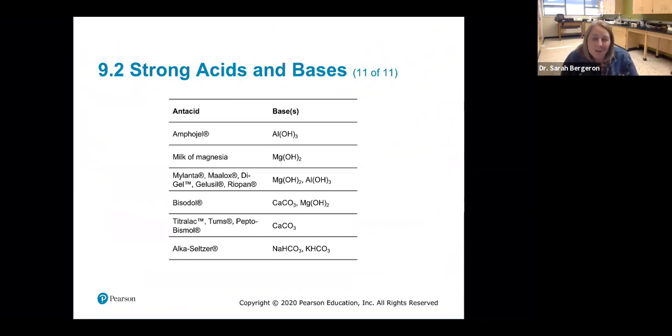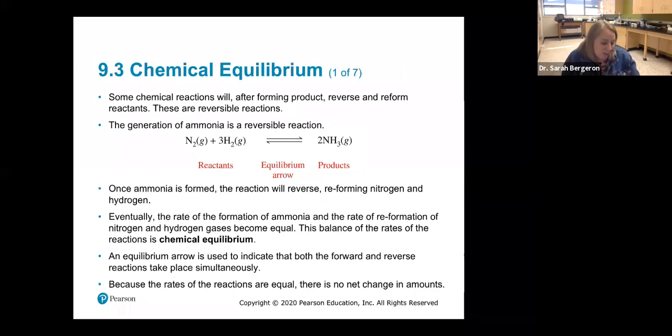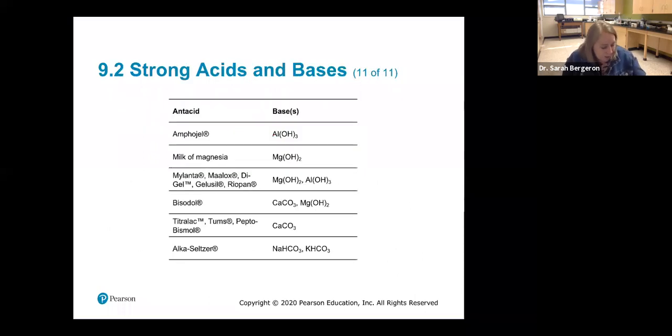So these are a few of the different over-the-counter drugs that are bases that act to neutralize some of the stomach acid and things like that that we encounter on kind of a daily basis. Okay, so we're going to go do some problems.